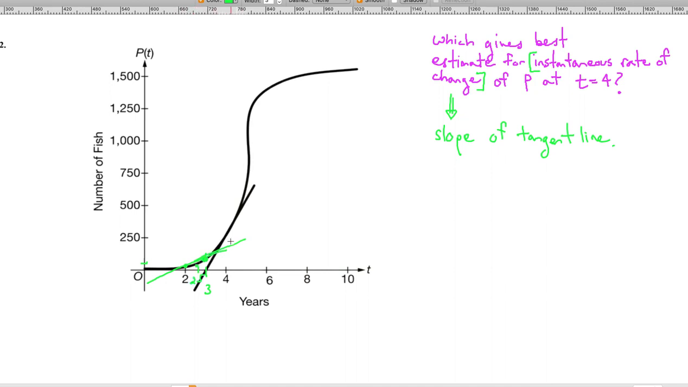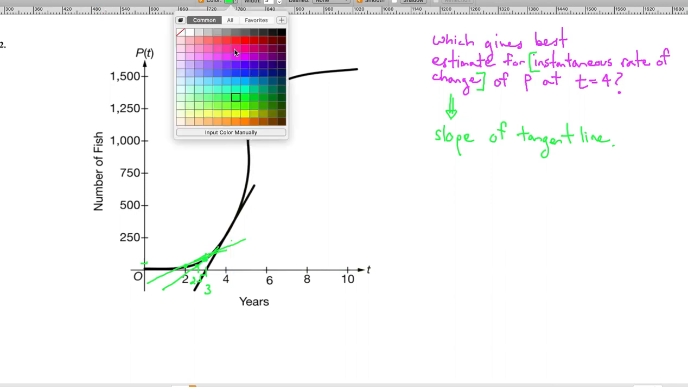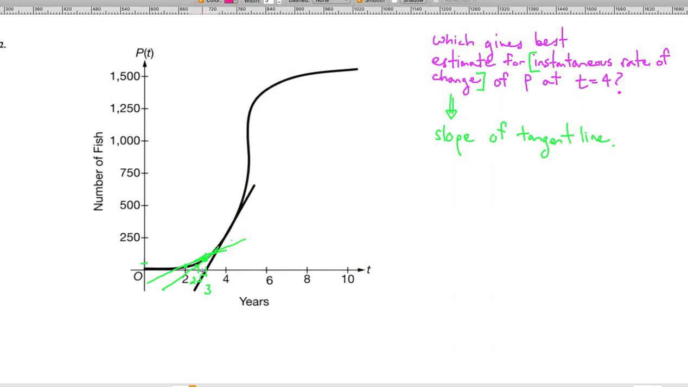If I found the slope of this secant line, that would be a better estimate for the instantaneous rate of change at 3. So if I got even closer, and I did 2.8 and 3, let's say this is 2.8, and let's say this is 3.